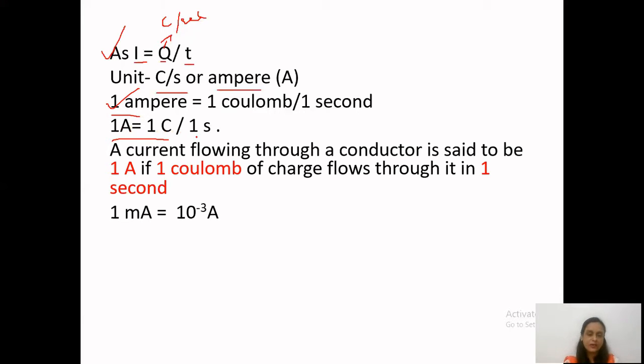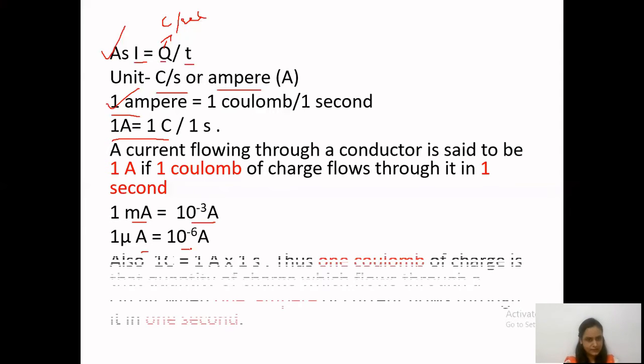Other units for measuring the electric current are milliampere and microampere; these are the smaller units for its measurement. That is, 1 milliampere is equal to 10 raised to minus 3 ampere and 1 microampere is equal to 10 raised to minus 6 ampere.